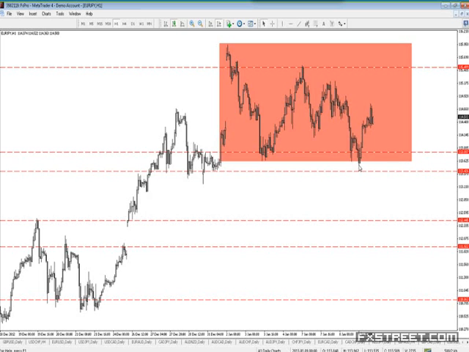We've recently bounced off this beer belly down here. So where's the next beer belly? Well, it's going to be up here in this area. Now you could look at this as sort of a blow-off top.